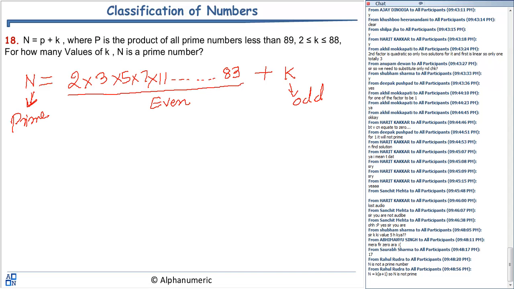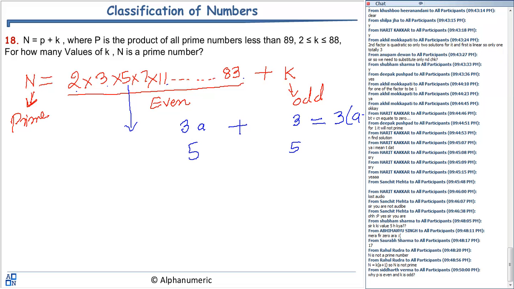Now, another thing after that, it says k can take any value. Now let's take k equal to 3. If I take k equal to 3, remember this number 2 into 3 into 5 into 7 into 11 into 83 is also a multiple of 3, and then I am adding 3. So this entire number will become 3 into a plus 1, which is a composite number. If you take k equal to 5, this number also has 5, so this is also a multiple of 5. So 5a plus 5.